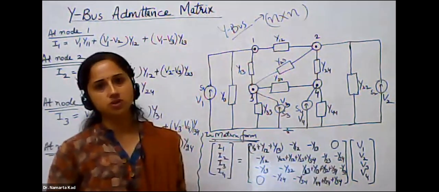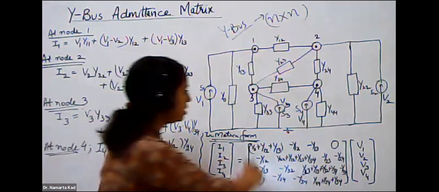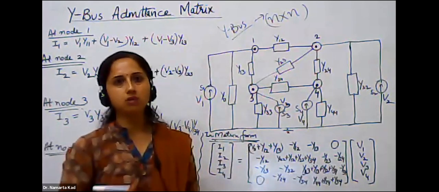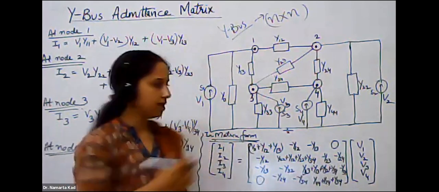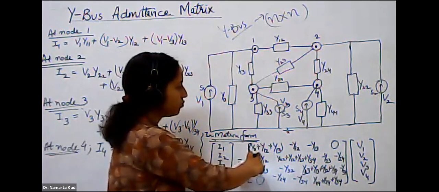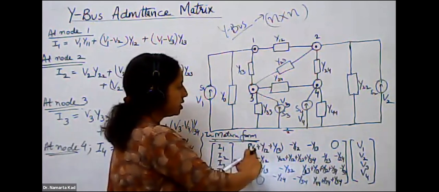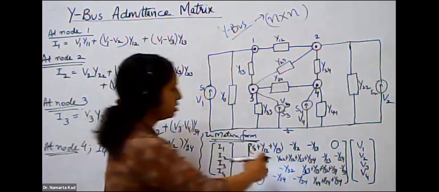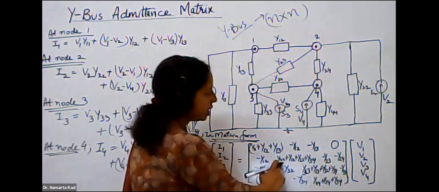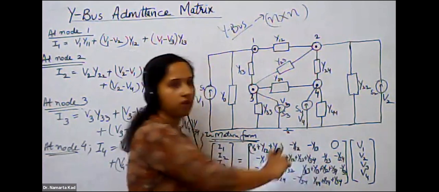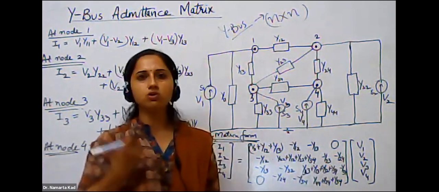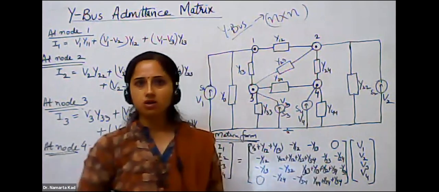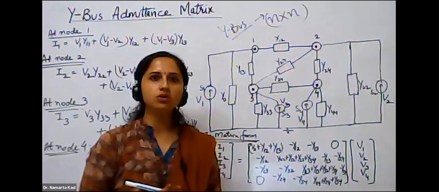And one thing to observe here is that on the diagonal elements, all the positive terms are there. Okay, like on the first, Y11 component, it is all the admittances that are connected to the node 1. Okay, so here the Y22 component, that means the sum of all the admittances that are connected to the node 2. Okay, on the Y33 element, the sum of all the admittances that are connected to the node 3.